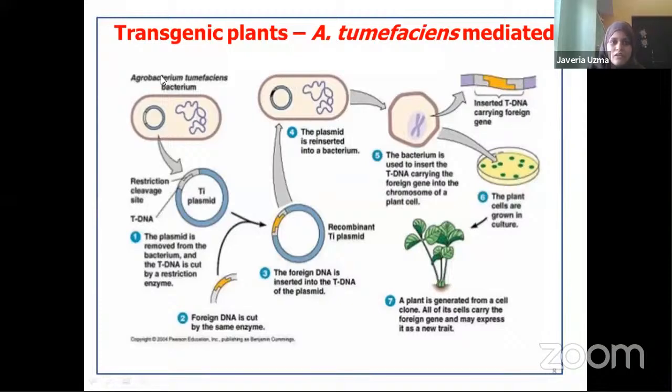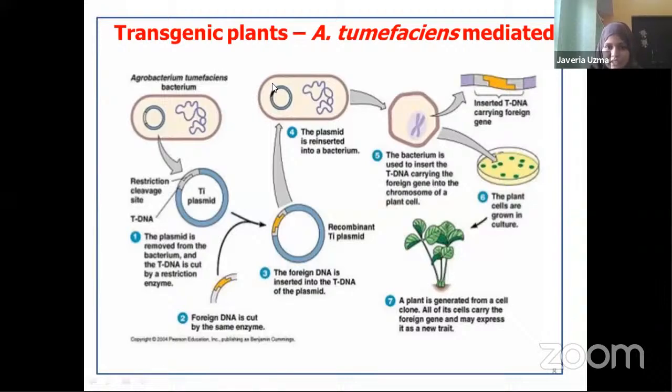So from this agrobacterium tumefaciens, first you have removed this TI plasmid. After removing it by different genetic engineering techniques, then you will insert your foreign DNA. After inserting the foreign DNA, it is now known as recombinant TI plasmid. It is reinserted back into the bacterium. After reinserting, it is co-cultivated with your host plant. The bacterium is used to insert the tDNA carrying the foreign gene into the chromosome of the plant cell.